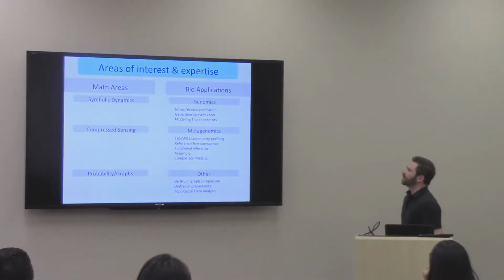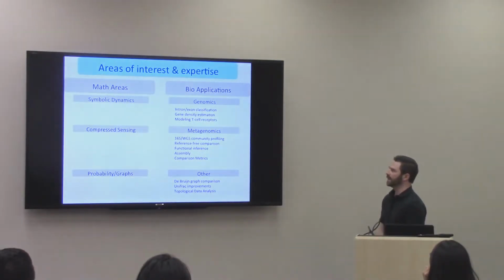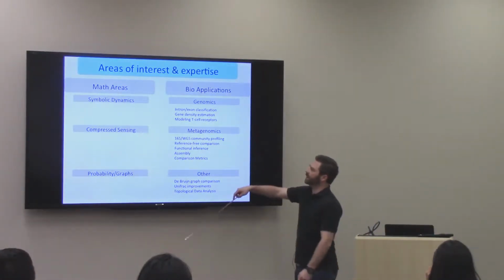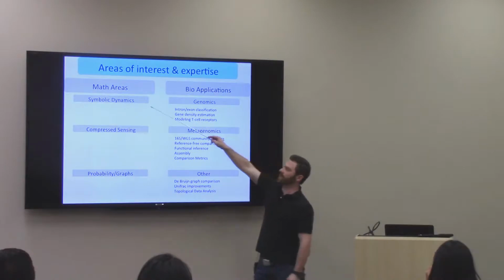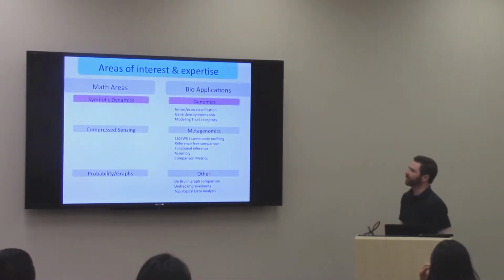Not too bad. Okay, so basically I'm splitting this up by the math areas and the rough bio applications that correspond to these. So we're going to start in the beginning. Kind of, this also goes chronologically. I started out as a mathematician studying symbolic dynamics, applied it to genomics, and then we'll continue onward.